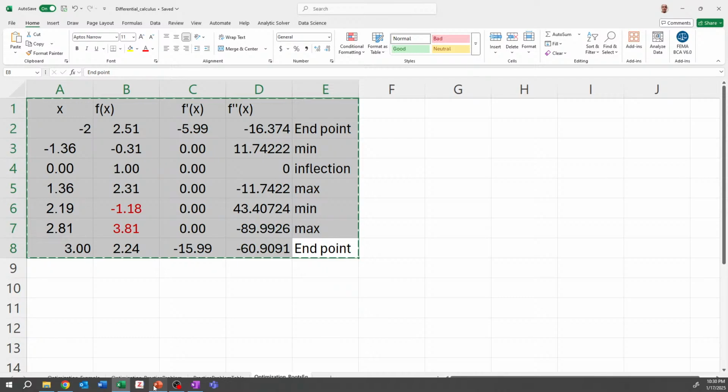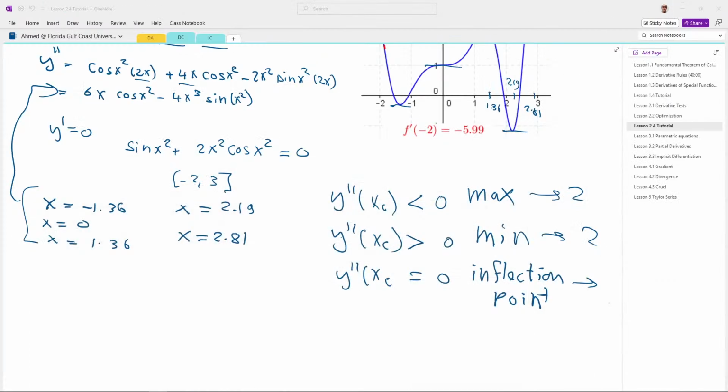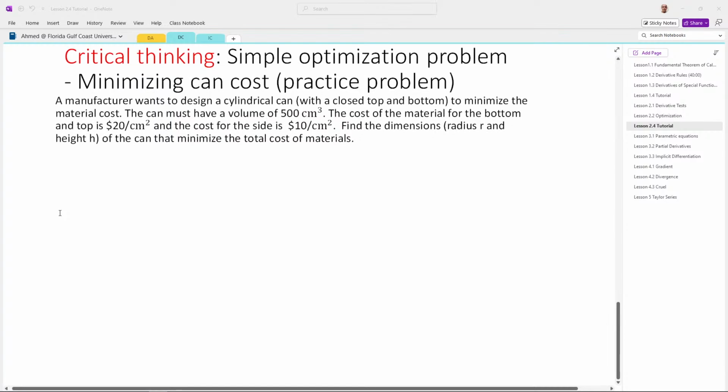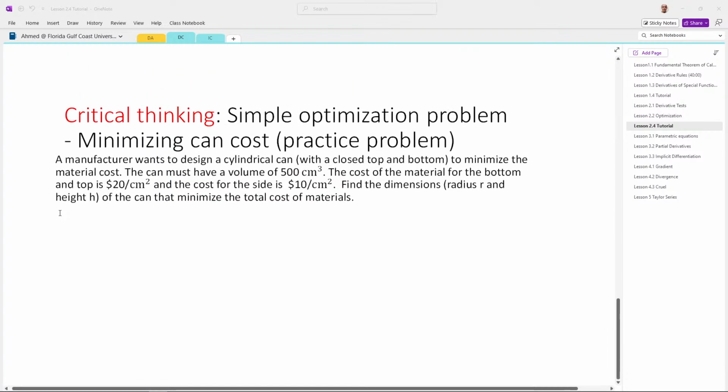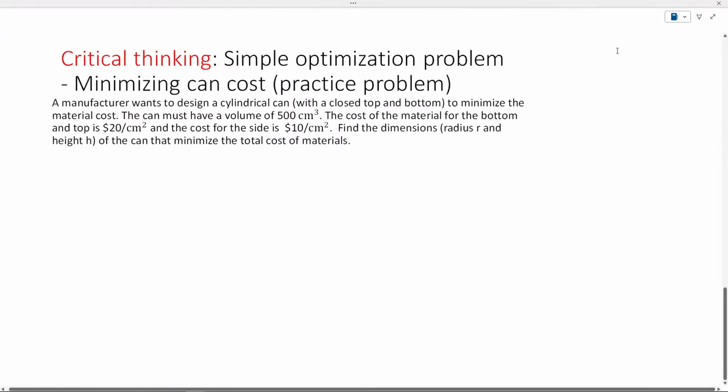Okay, let's do one more problem, it seems like the time is okay. This is similar to one of your homework problems. These are kind of simple problems that you usually get when you study optimization and derivatives.